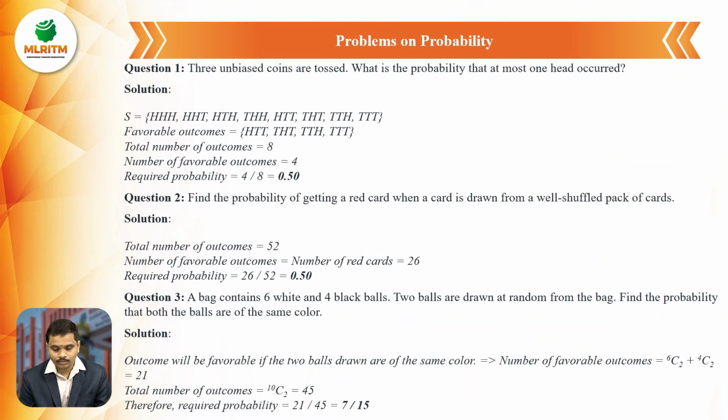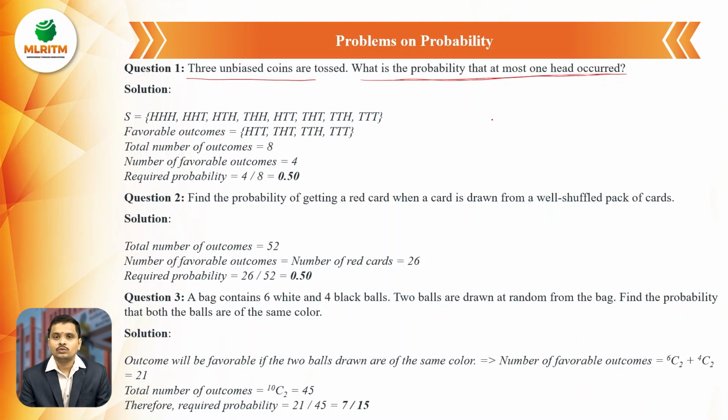So, coming to some problems on probability, simple problems I have taken here. We will see what it is. Three unbiased coins are tossed. What is the probability that at most one head occurred? Here it says three unbiased coins are tossed, and what is the probability that at most one head occurred?